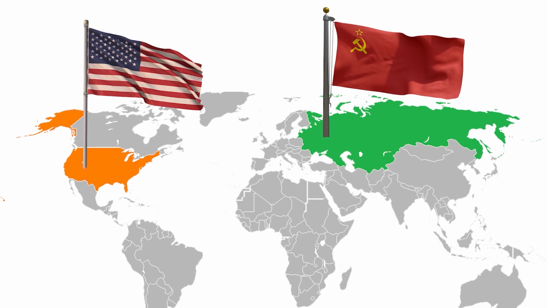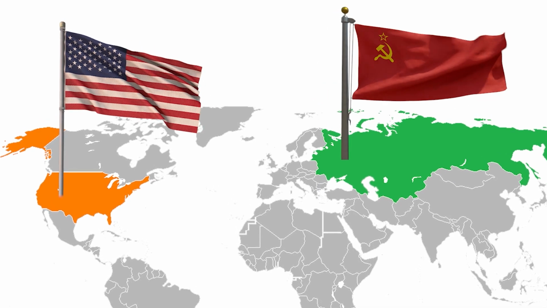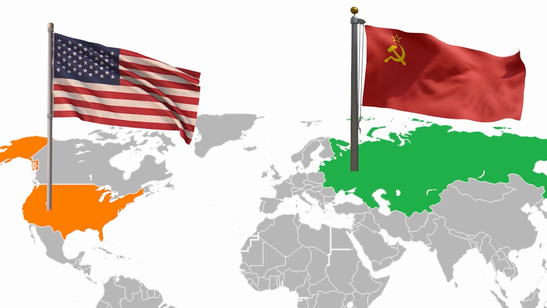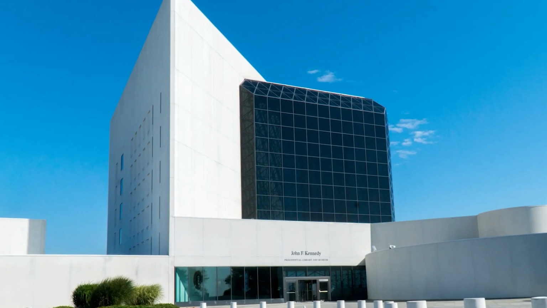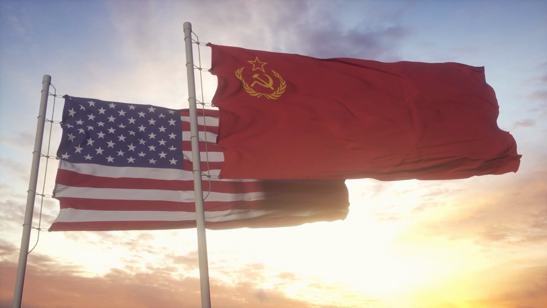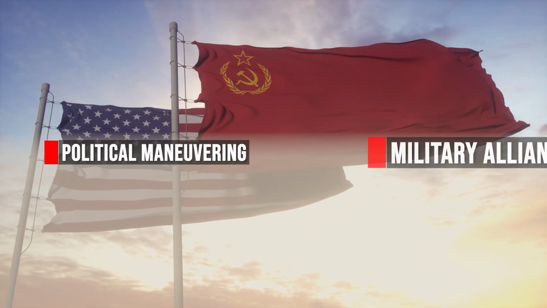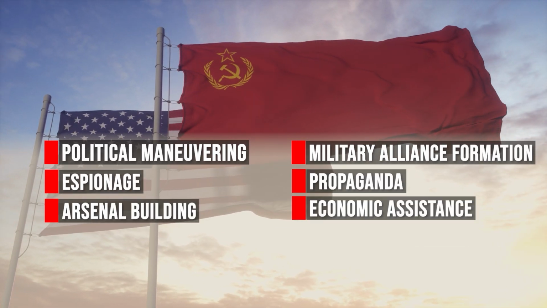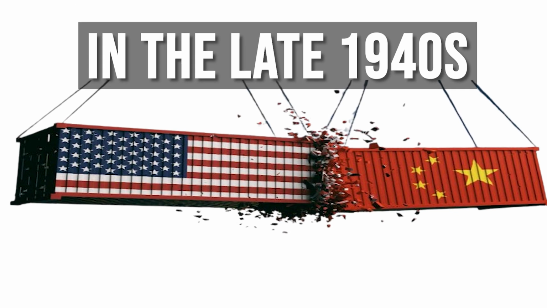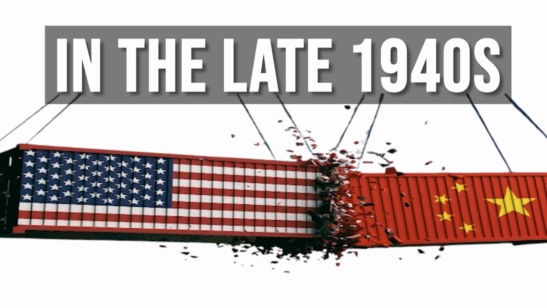The United States and the Soviet Union never participated in open combat during the Cold War, giving rise to the term Cold War as opposed to a hot war involving direct fighting. As per the JFK Presidential Library and Museum, the two superpowers engaged in a constant state of enmity, which was achieved through a combination of political maneuvering, military alliance formation, espionage, propaganda, arsenal building, economic assistance, and sponsorship of proxy wars in foreign countries. This fierce rivalry was evident in several key events in the late 1940s, highlighting the deepening divide between the two sides.